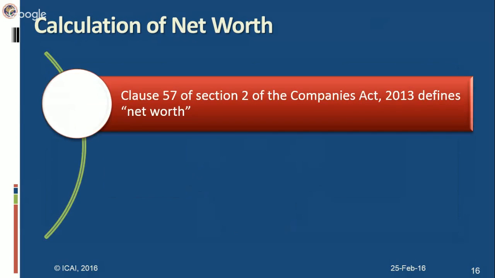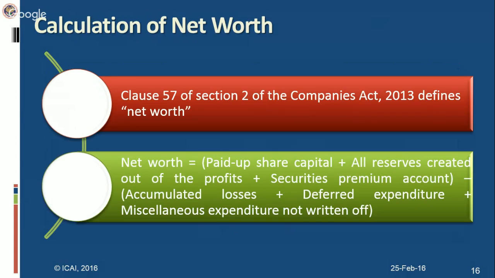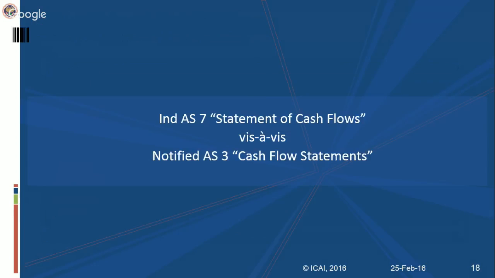How will we calculate the net worth? Section 2 of the Companies Act 2013 defines net worth as the aggregate of paid up share capital, all reserves created out of the profit, securities premium account, less all the accumulated losses and deferred expenditures. Any expenditure which you decide to write off in later years, not necessarily in the immediate year, is a deferred expenditure. All the miscellaneous expenditure, like discount on issue of shares, which you have not written off in a particular year and you are treating as an asset in your balance sheet, will be deducted from the calculation of net worth.